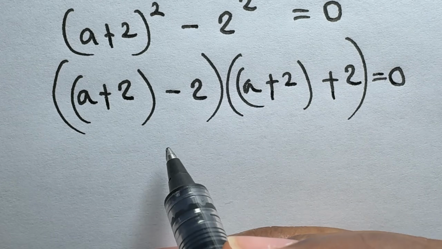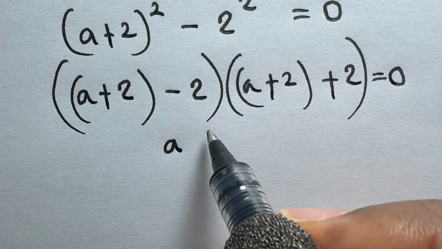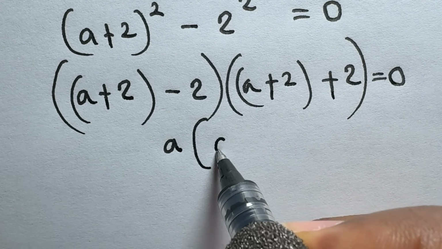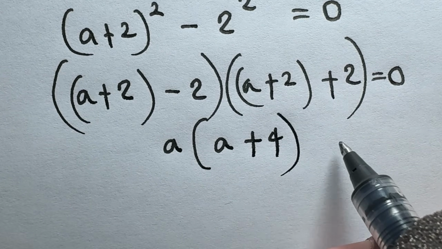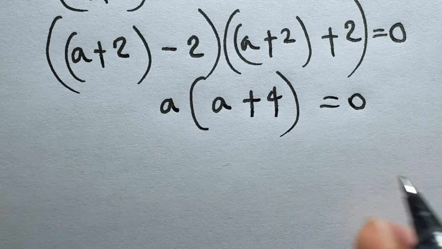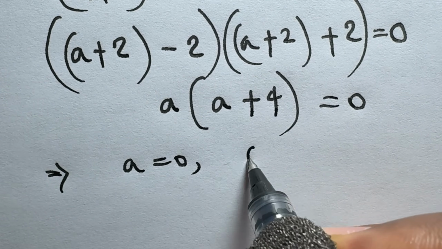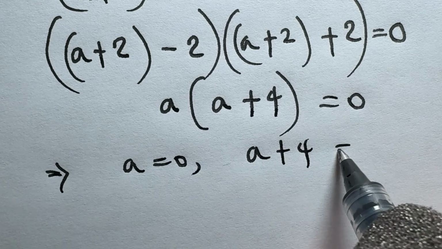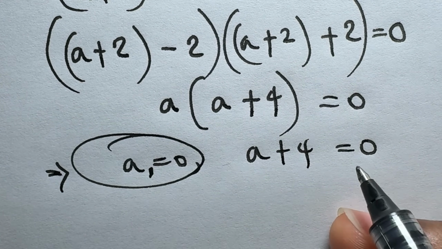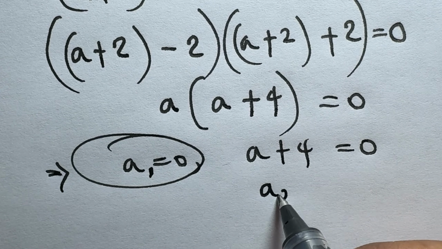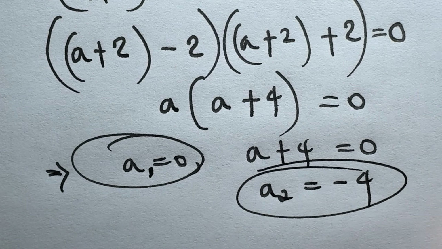If we open up this bracket, we get a, since 2 minus 2 is 0. So a into bracket, this will be a plus 2 plus 2, which gives us 4, then equal to 0. Which would then imply that either a is equal to 0 or a + 4 is equal to 0. This is already solved. We will call this our a1, and here we get a2 is equal to negative 4. This is our second solution to this problem.